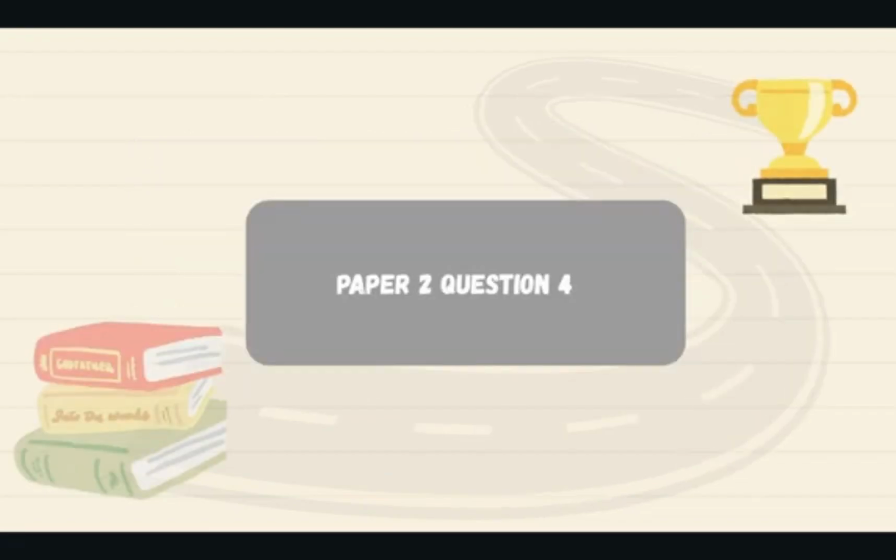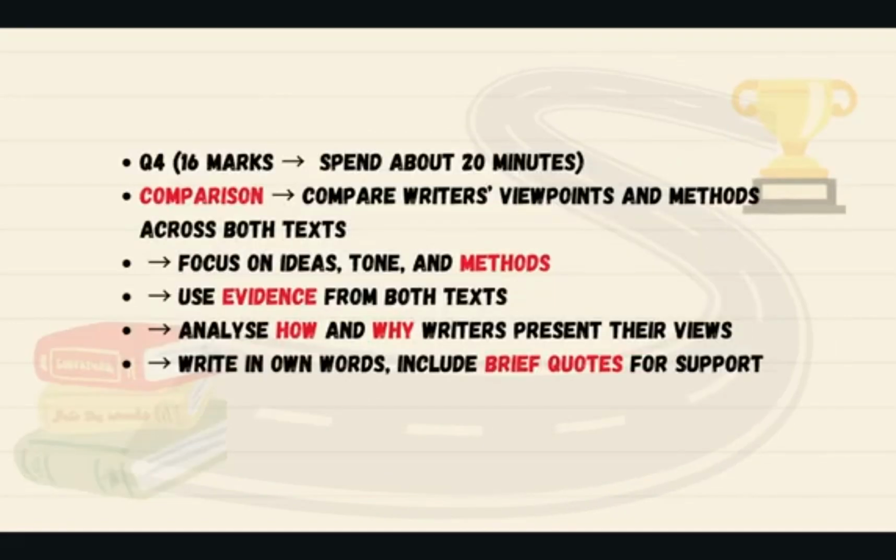Right, paper 2 question 4 is worth 16 marks, and you have to spend about 20 minutes here. This is a comparison question where you compare the writer's viewpoints and methods across both texts. You have to focus on key ideas, tones and methods and use evidence from both texts. For this question, you have to analyse how and why writers present their views, and you have to write in your own words and include brief quotes for support in your answer.